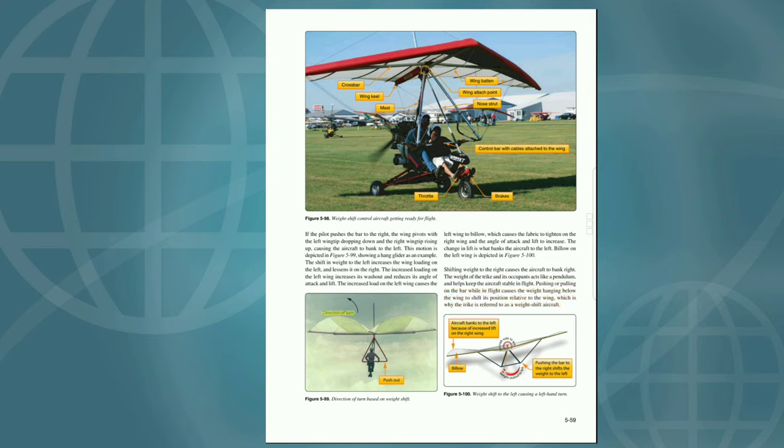Direction of turn. Aircraft banks to the left because of increased lift on the right wing. Billow. Weight shifted to left. Pushing the bar to the right shifts the weight to the left. Figure 5-100. Weight shift to the left causing a left-hand turn. Figure 5-99. Direction of turn based on weight shift.